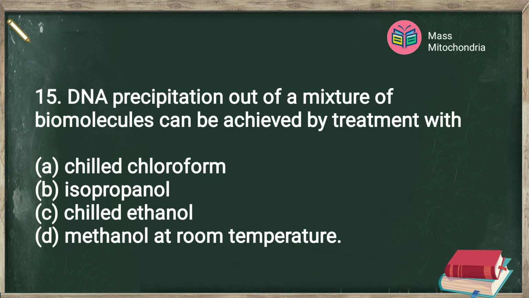Next question 15. DNA precipitation out of a mixture of biomolecules can be achieved by treatment with option A, chilled chloroform, option B, isopropanol, option C, chilled ethanol, option D, methanol at room temperature. The right answer is chilled ethanol.